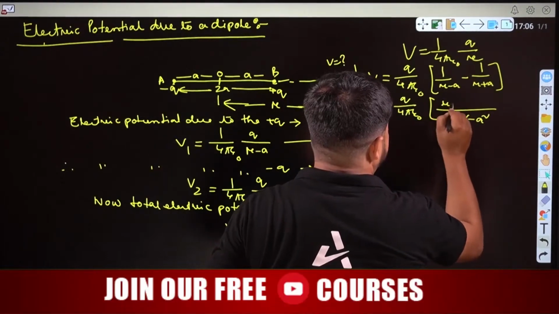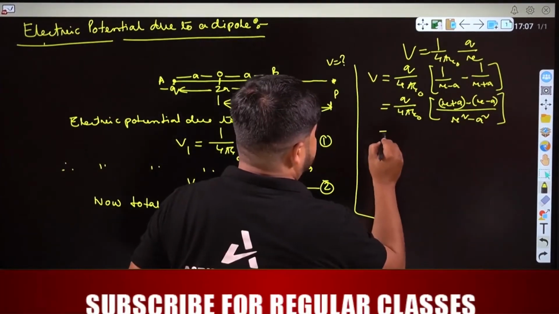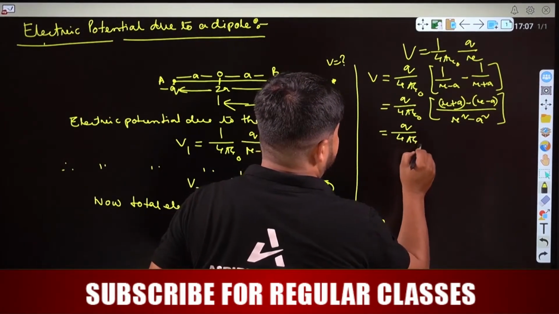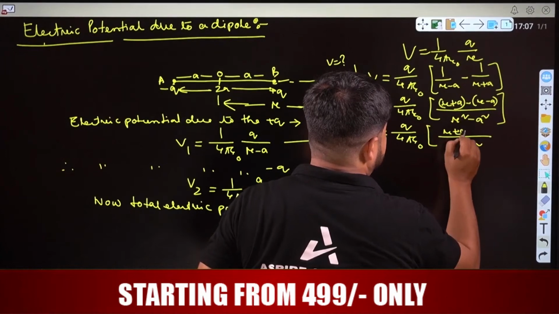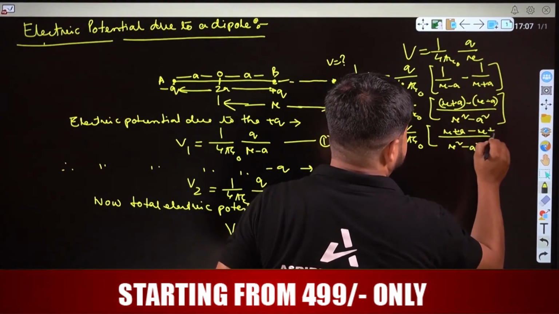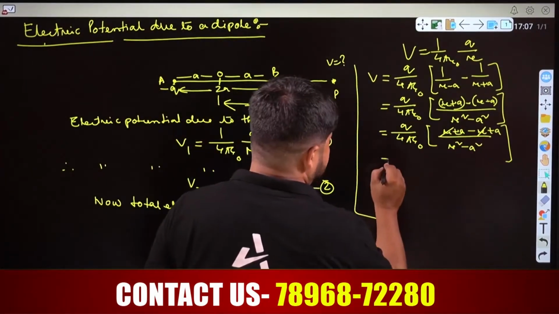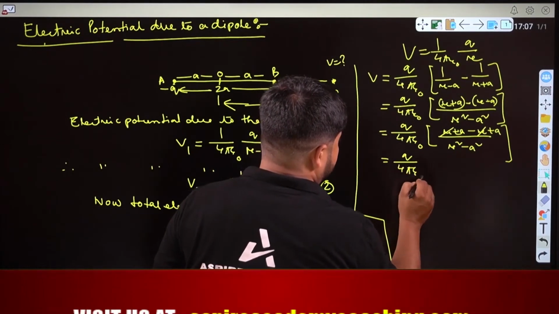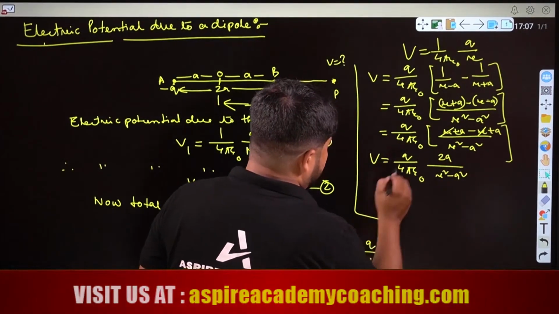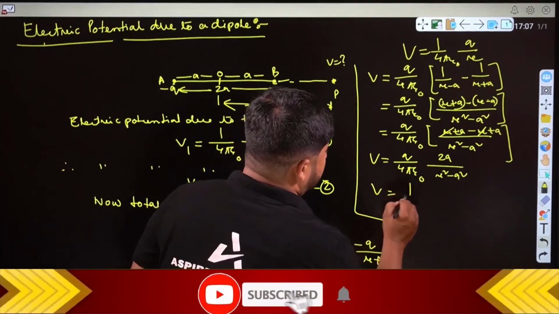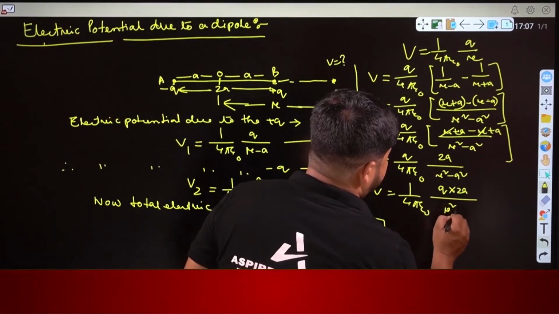So after taking the LCM, this is r plus a minus r minus a. So q by 4 pi epsilon naught, over r square minus a square, times r plus a minus r plus a. So r cancels: r minus r cancels. a plus a is twice a. So q by 4 pi epsilon naught, twice a by r square minus a square. So this is V. So V is equal to 1 by 4 pi epsilon naught q into twice a divided by r square minus a square.